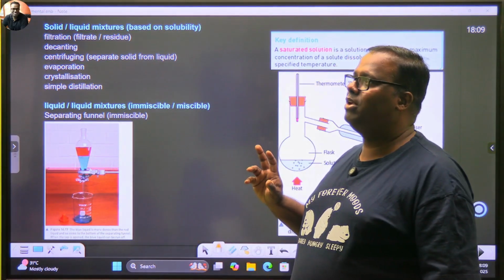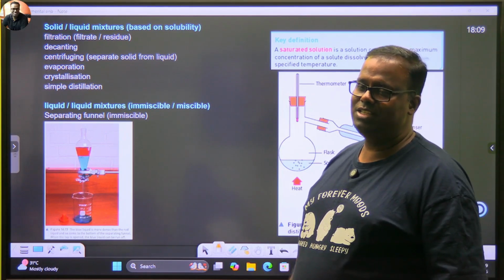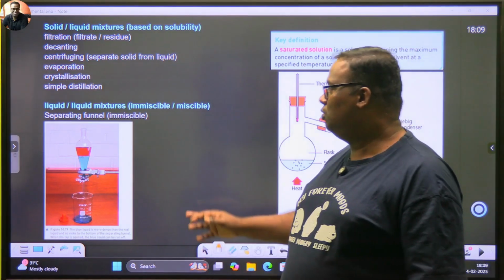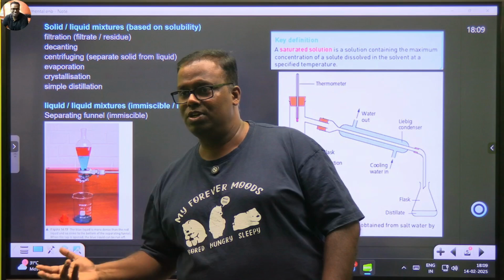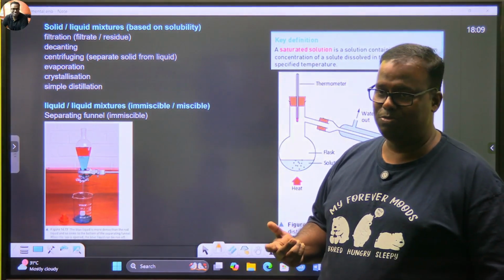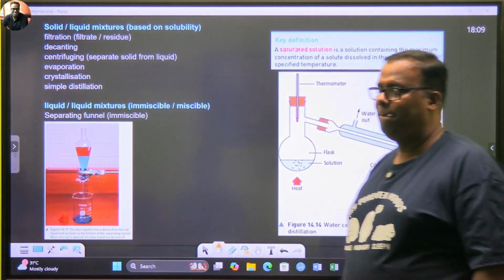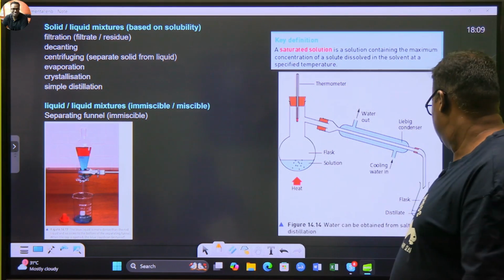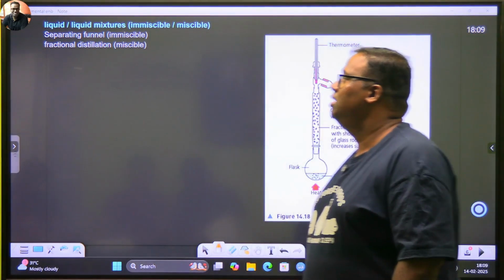Sometimes you might have something where it's 2 immiscibles with a solid inside. What will you do in that case? In 2 immiscibles with a solid inside, first we have to take the solid out. So first try to take the solid out by filtration if it is possible, and then you use your separating technique. Oil and water is one of the best examples. Right? Liquid mixture, immiscible, we are using a separating funnel.